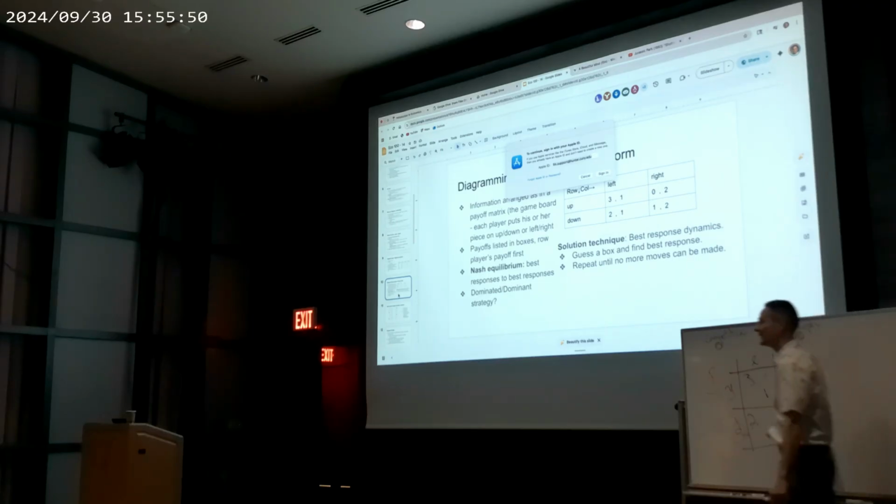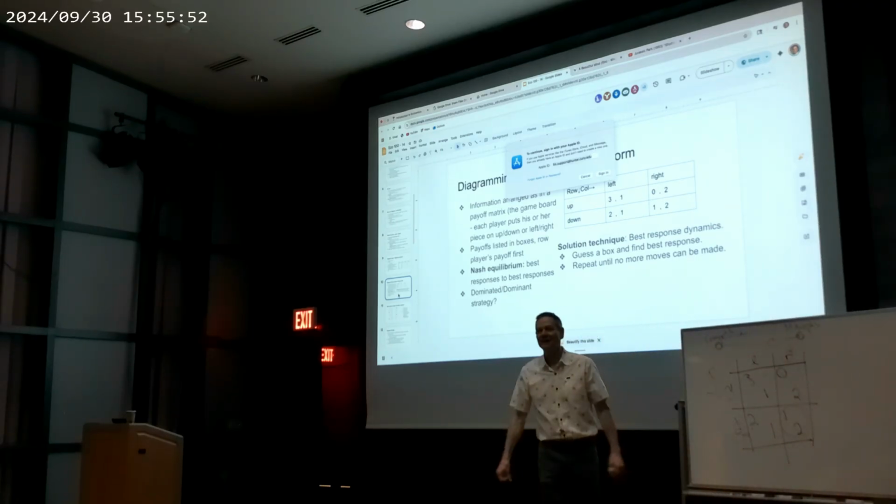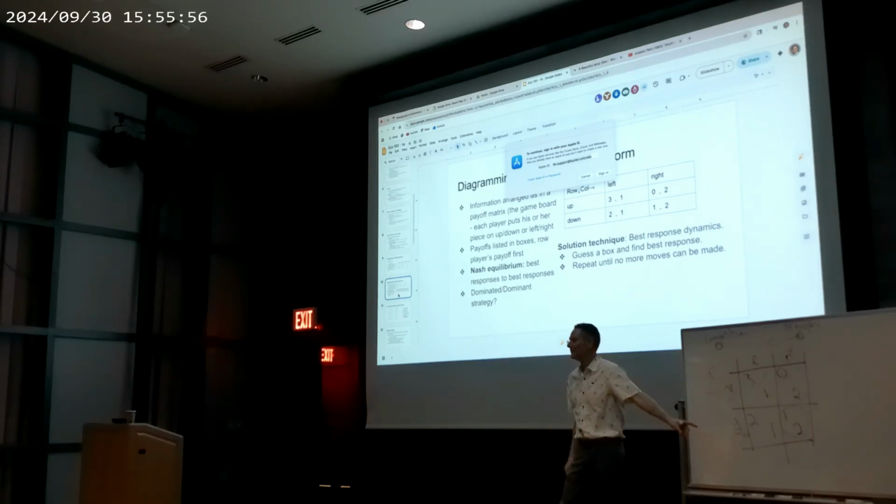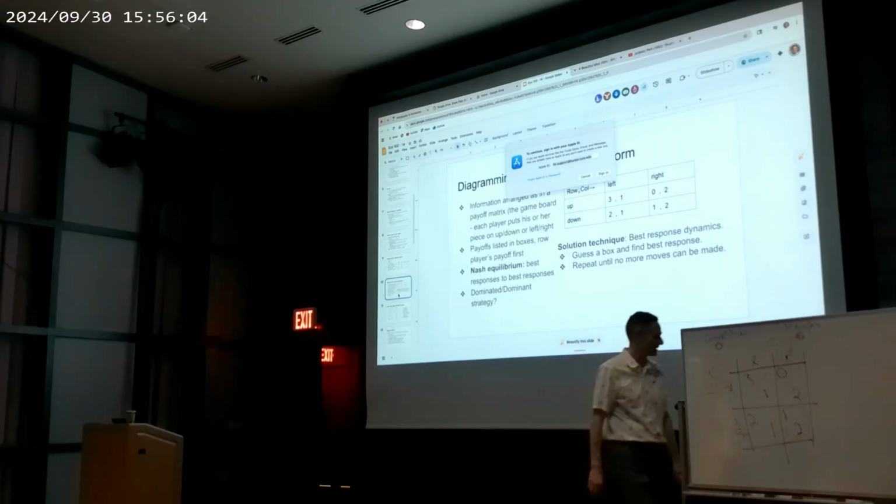I did a little experiment last night with ChatGPT, and I said, just give me 10 2x2 games in matrix form, and I'll solve them for the Nash equilibrium. And it was really good. It was really good for practice. And it's really satisfying if you can get good at this.